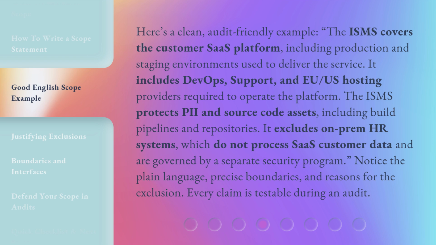It excludes on-prem HR systems, which do not process SaaS customer data and are governed by a separate security program. Notice the plain language, precise boundaries, and reasons for the exclusion. Every claim is testable during an audit.